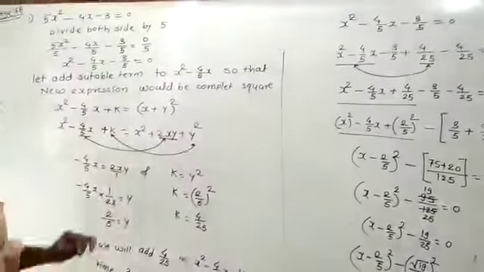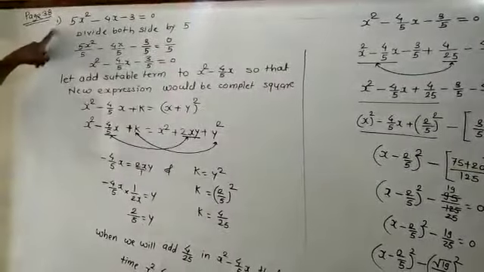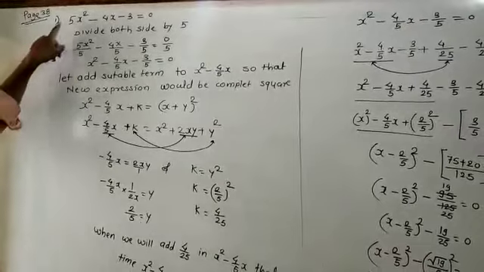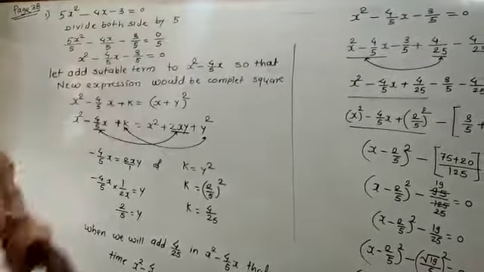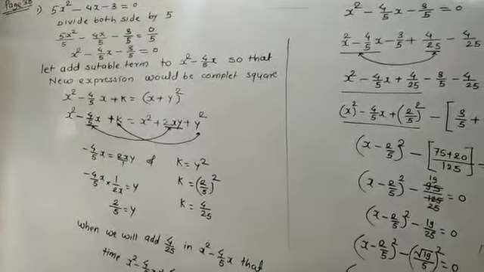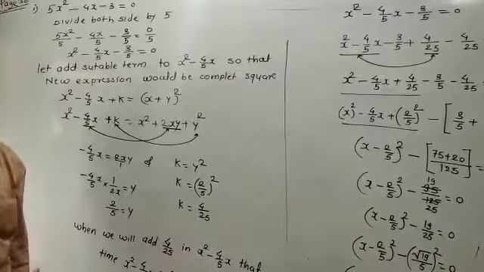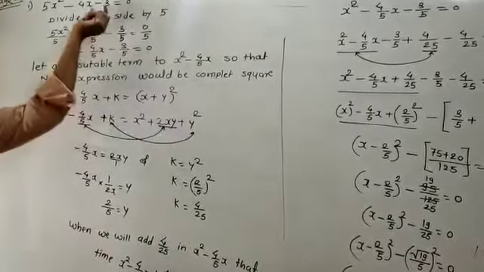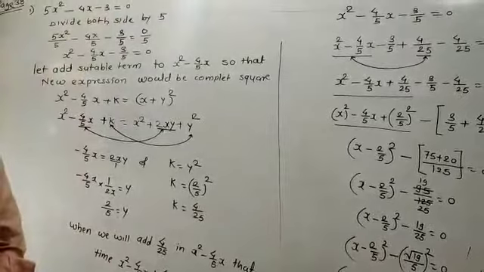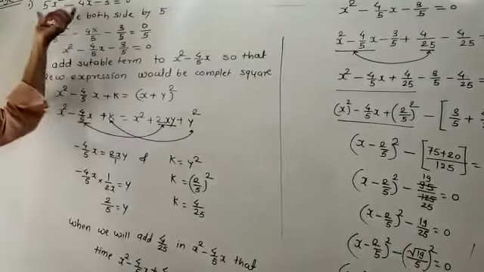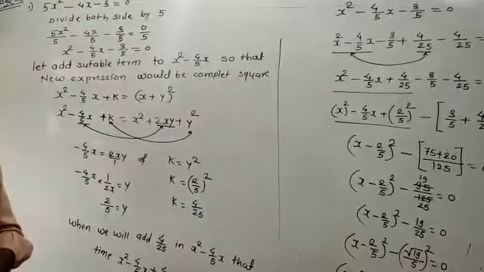You have to start with page number 38. Solve example. First, 5x square minus 4x minus 3 is equal to 0. You have to solve this example by completing square method. Means the third term is not the complete square term. You have to find out the complete square term from the first two terms and solve the example.